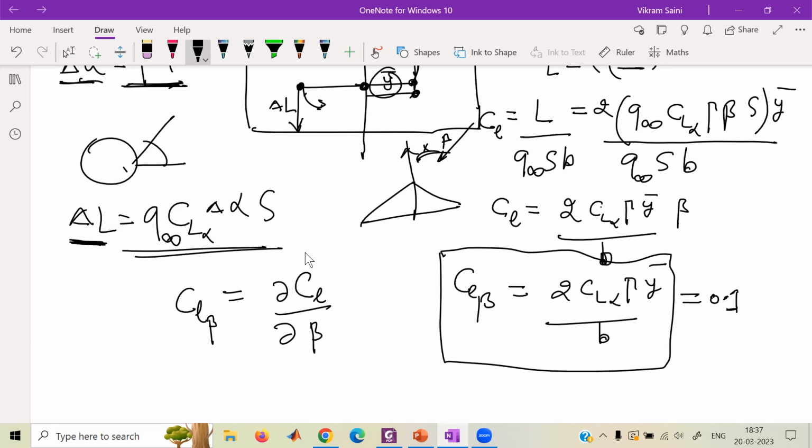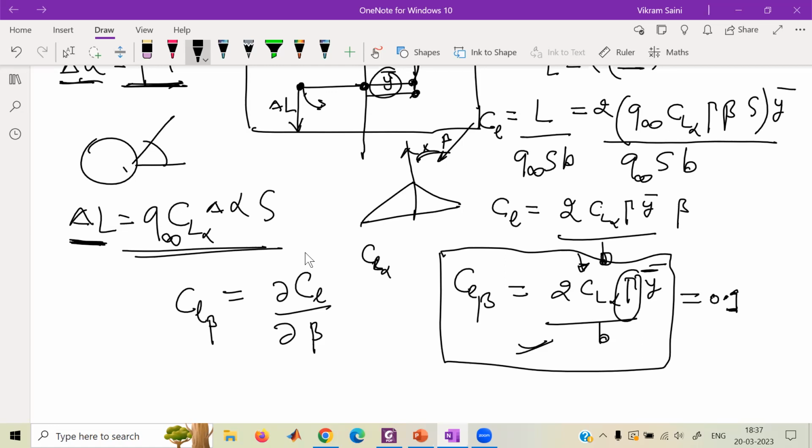So when we were solving this question from the beginning, we knew CL alpha. We decided it based on the wing geometry and the theoretical value of the airfoil CL alpha. And gamma is required to be found out. Y bar you can find out from the geometry. B is also from geometry. So you know everything. Only unknown is gamma. You can find out gamma from this expression.